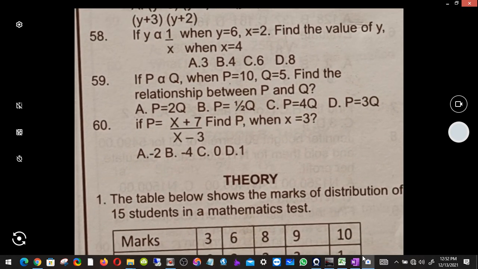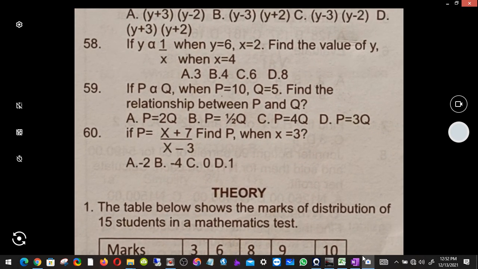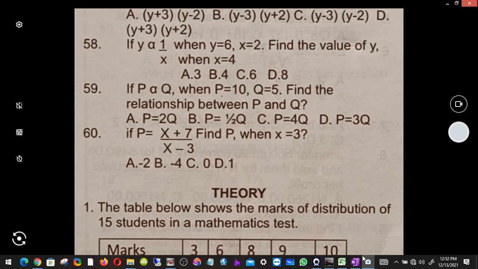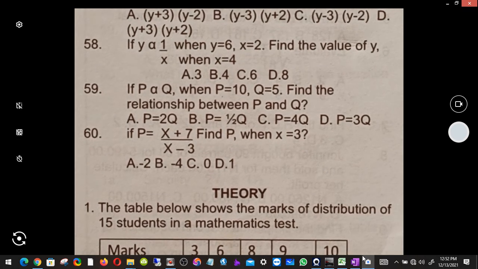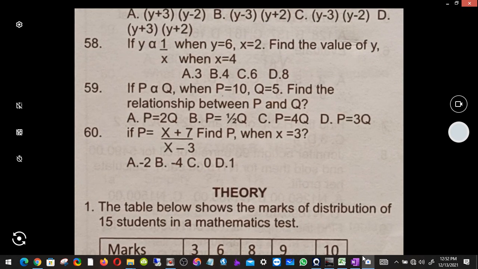Number 60. If P equals (x plus 7) over (x minus 3), find P when x equals 3. So when x equals 3, let's put it here: 3 plus 7 is 10, over 3 minus 3, which is 0. So 10 over 0 is indefinite, it's undefined. Anything over 0 is undefined.